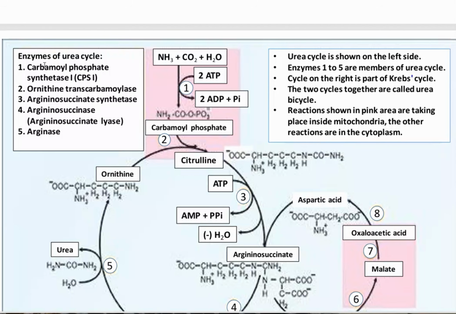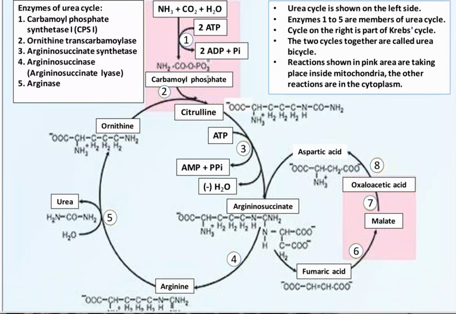In the first step, ammonia combines with carbon dioxide to form carbamoyl phosphate with the help of carbamoyl phosphate synthetase enzyme, that is CPS-I. And here 2 ATP are converted to 2 ADP plus Pi. Now in the second step, what happens? Carbamoyl phosphate combines with ornithine to form citrulline. These 2 steps occur in the mitochondria, and here the enzyme is ornithine transcarbamylase.